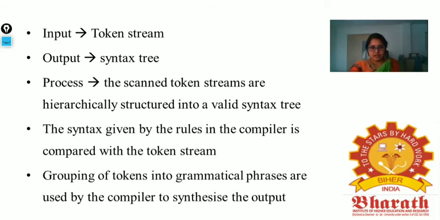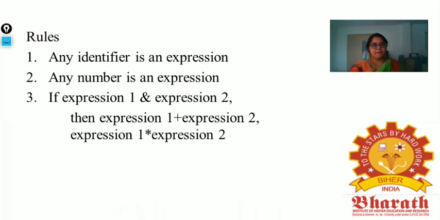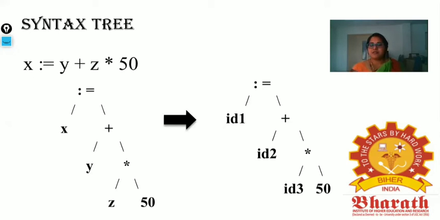What process does it carry out? The scanned token streams are hierarchically structured into the correct form of a syntax tree, and this helps in correcting errors in the grammar of the given tokens. The rules in syntax analysis are: first, any identifier is an expression, and any number in the token stream is an expression. If you have two expressions, expression 1 and expression 2, you can add them or you can multiply them.